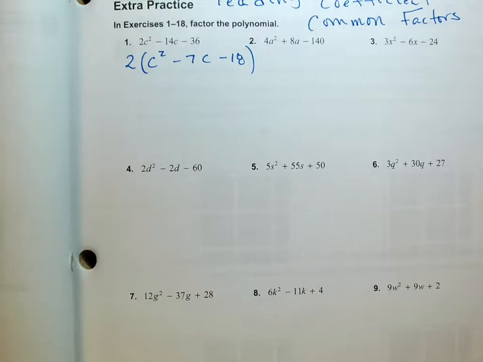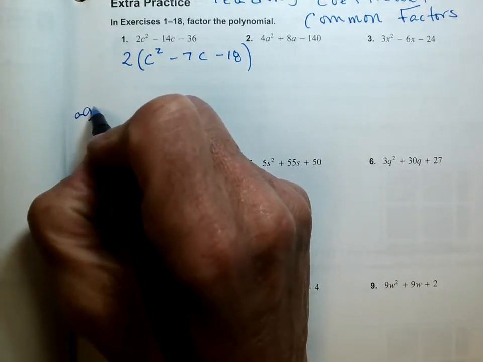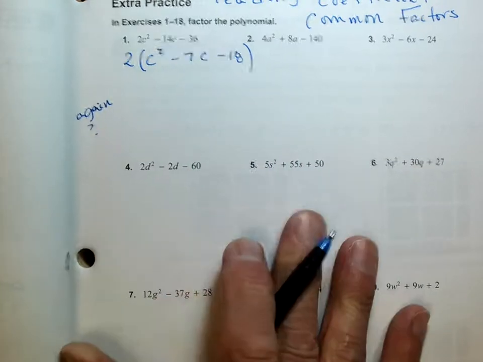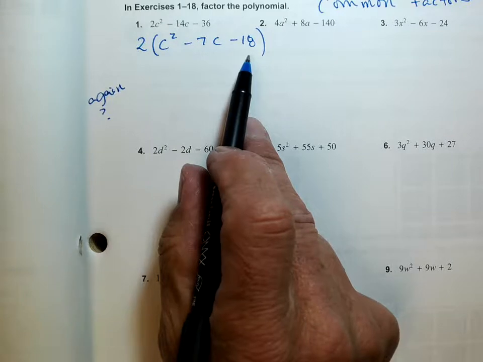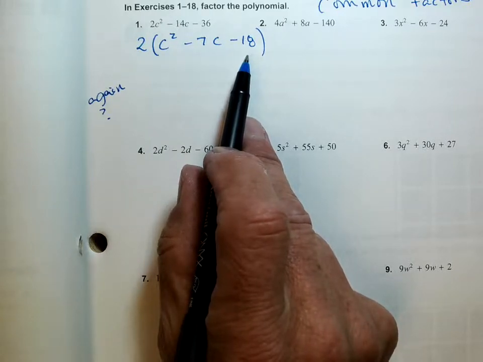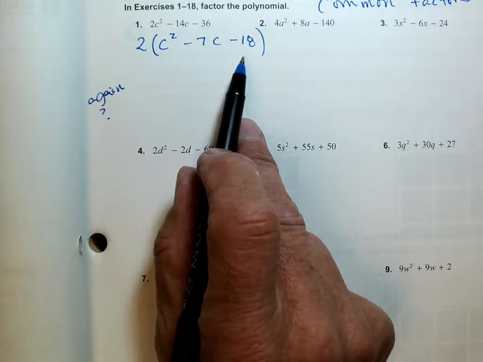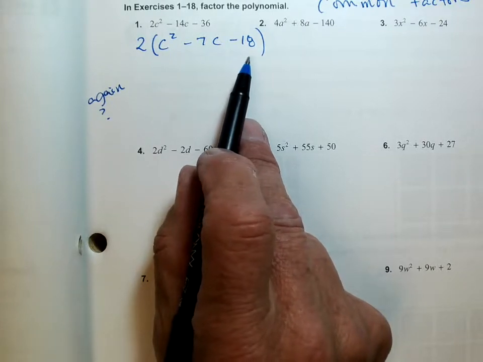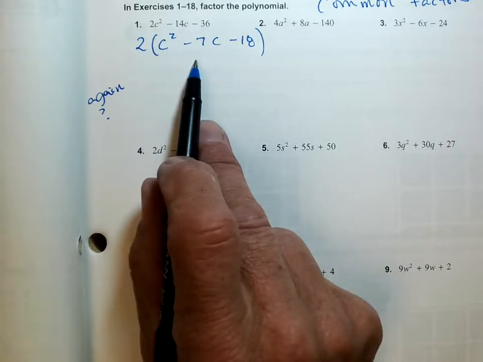Now, can this be done again? Can we factor again? Well, what are the multiples of 18? What times what makes 18? 6 and 3, 9 and 2. How about 9 and 2? How could a 9 and 2 work? Oh, negative 9 positive 2. Yeah, you guys see a negative 9? Negative 9 positive 2 would make the negative 7.